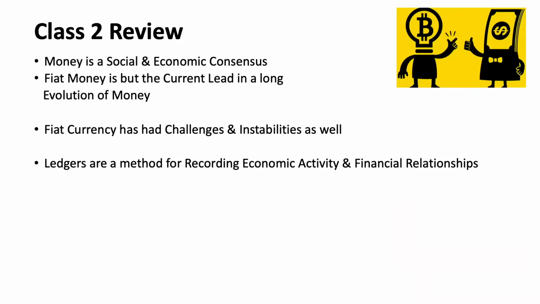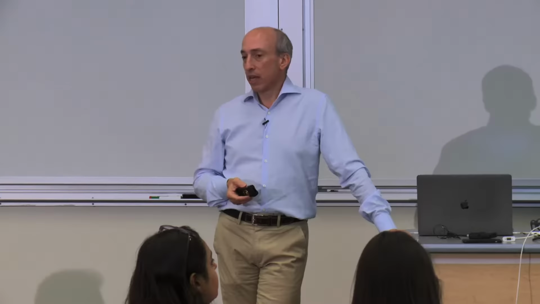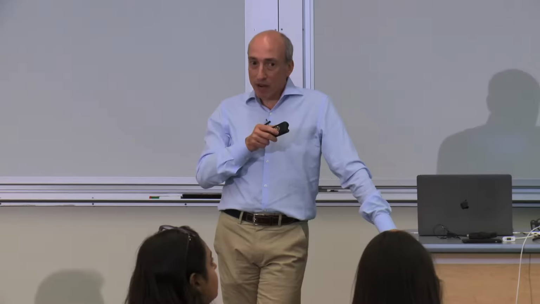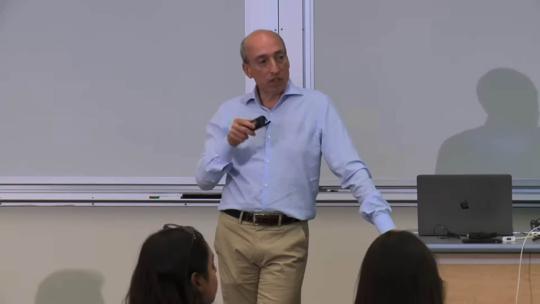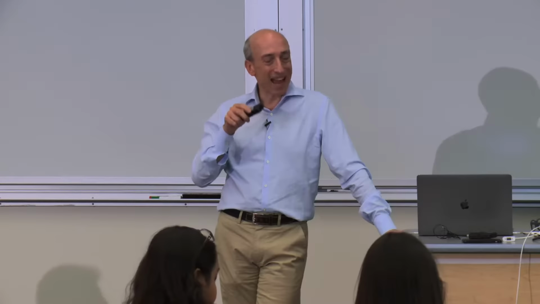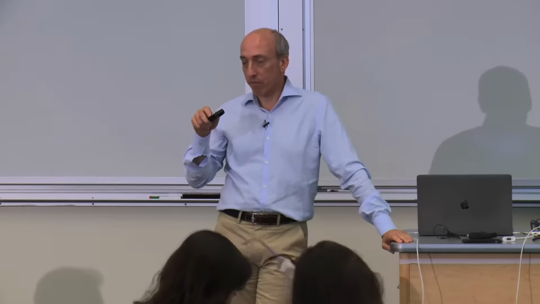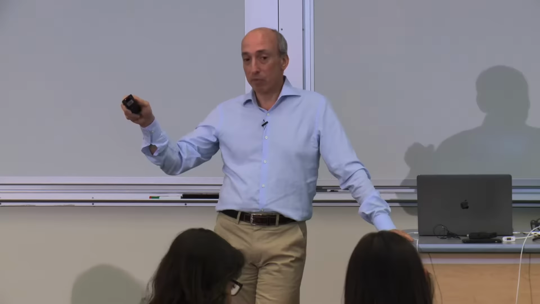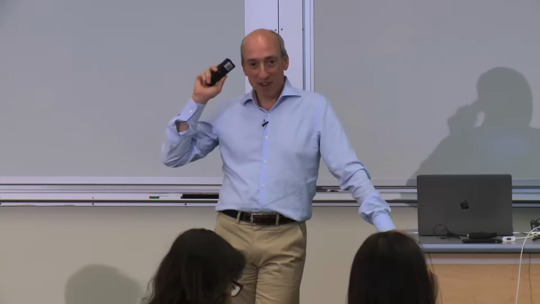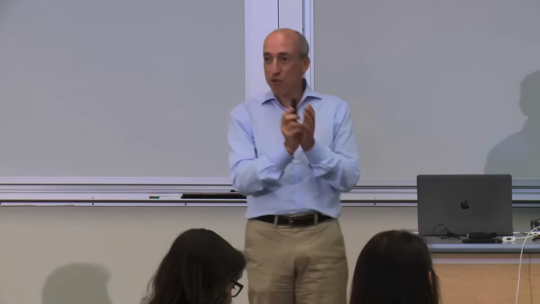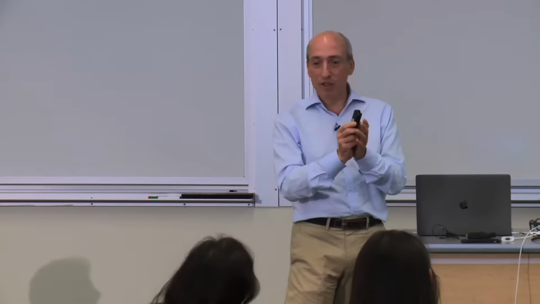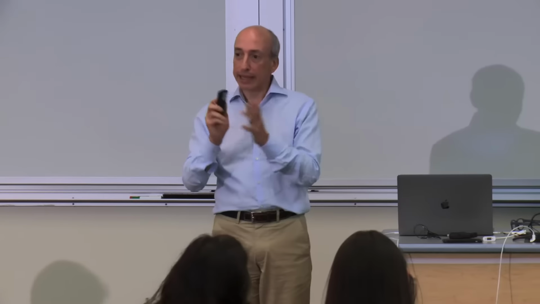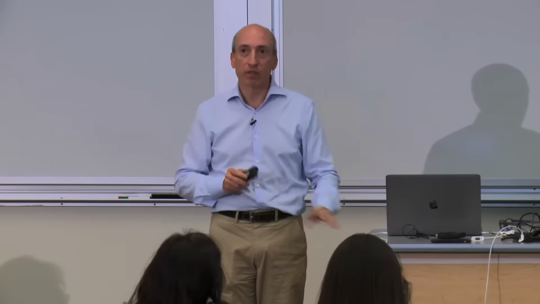Ledgers, we talked about ledgers, how critical ledgers are. In essence, ledgers are a way to keep records, and those records could either be transaction records or balance records. We'll see that Bitcoin is set up as a transaction ledger system. Later, we're going to be talking about other blockchain technologies that are set up as balance ledgers. So one should not think that there's only one way to do this, but transactions and ledgers are at the core of Bitcoin.